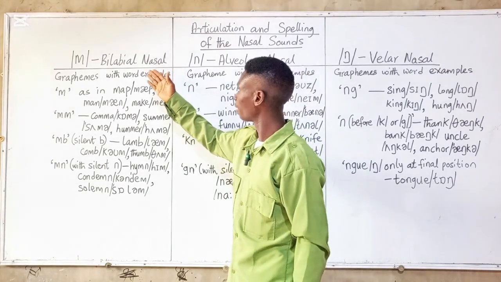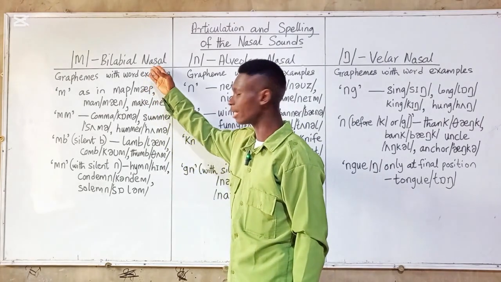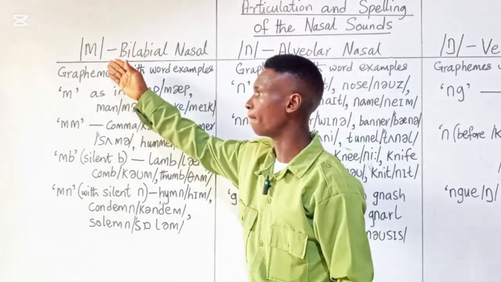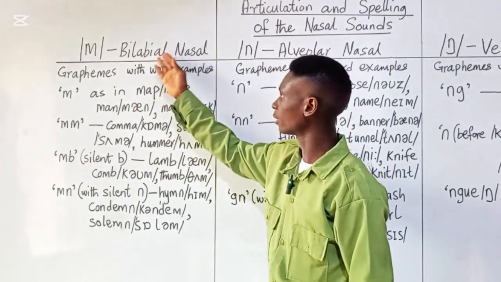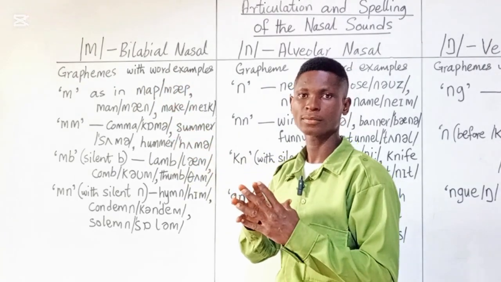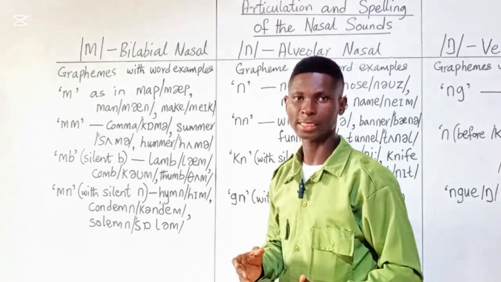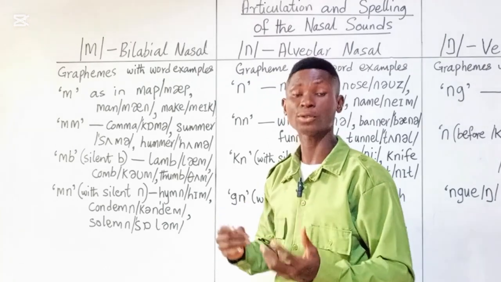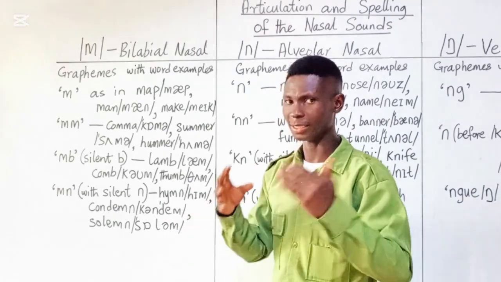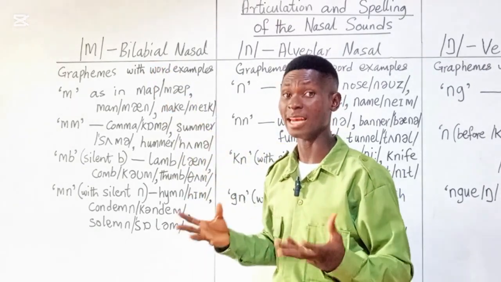This is known as bilabial nasal because of the organs of articulation involved in the production of this particular sound, and it is realized as /m/. When the bilabial nasal is produced, the two lips come together and block the flow of air from passing through the mouth, and consequently the air will find its way out of the nose. The air will pass through the nose. That's why we call it nasal. And since the two lips are involved here, we call it bilabial.